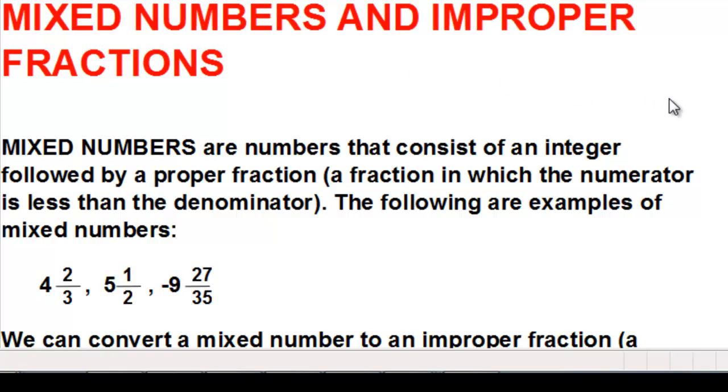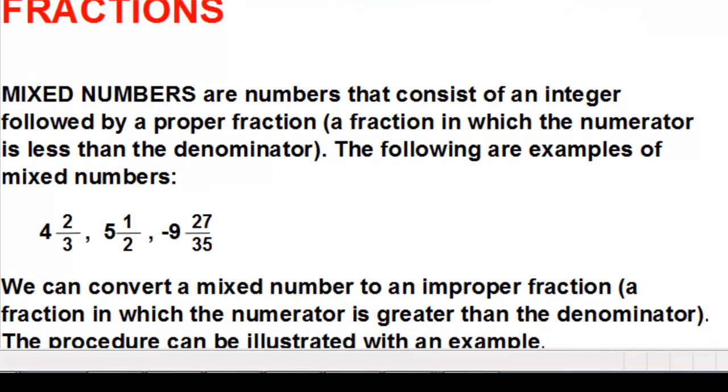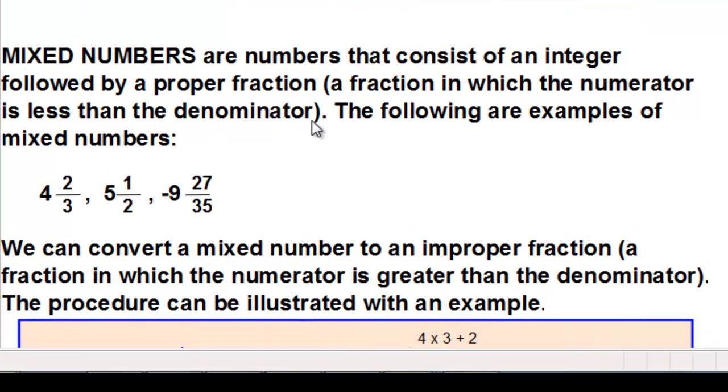Mixed numbers are numbers that consist of an integer followed by a proper fraction. And a proper fraction is a fraction in which the numerator is less than the denominator. The following are examples of mixed numbers: 4 2/3, 5 1/2, -9 and 27/35.